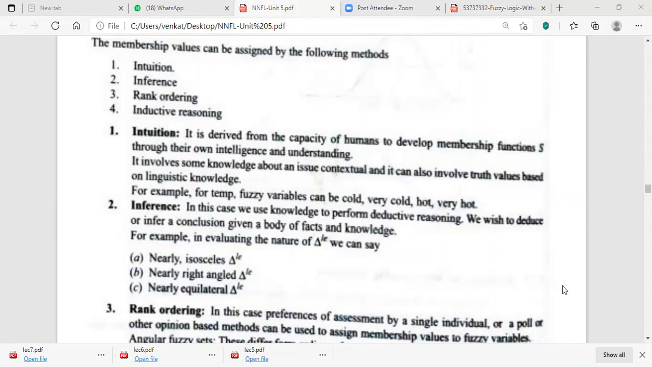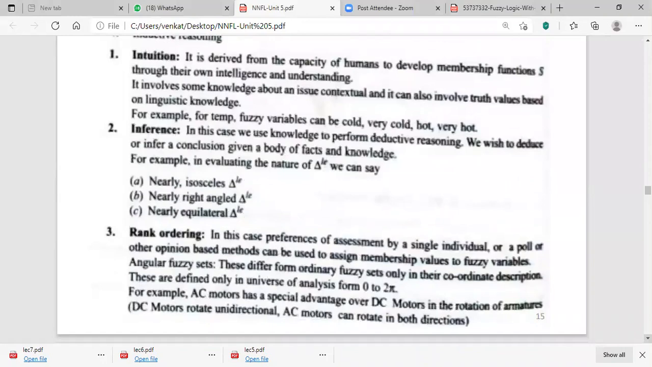Rank ordering. The third method of membership function assignment is rank ordering. In this case, preferences of assessment by a single individual, a poll, or other opinion based methods are used to assign membership values to fuzzy variables.